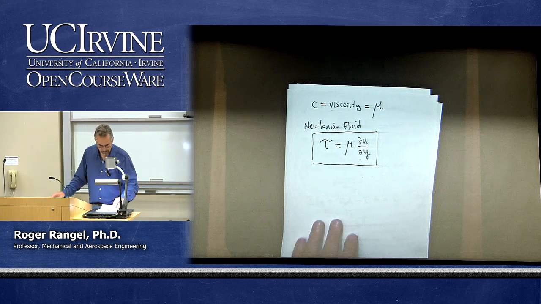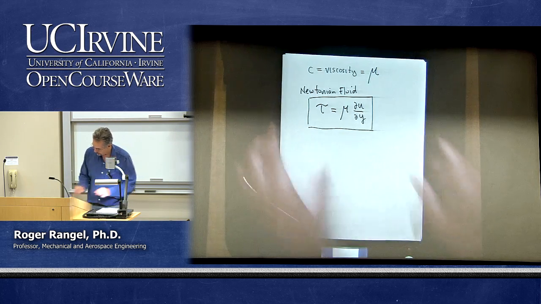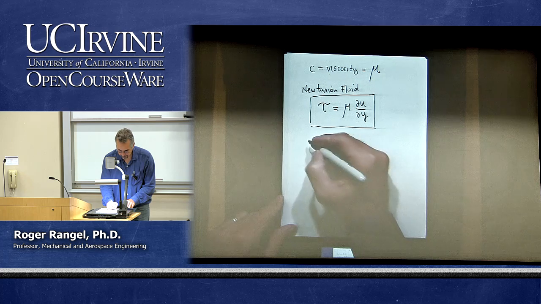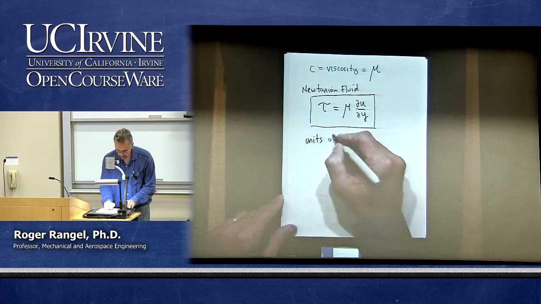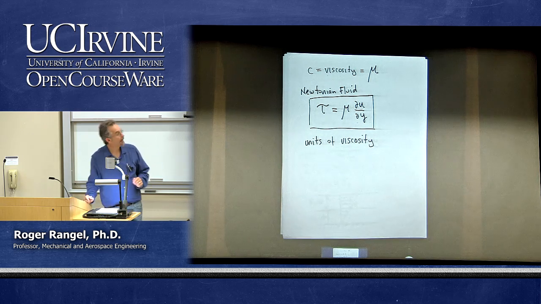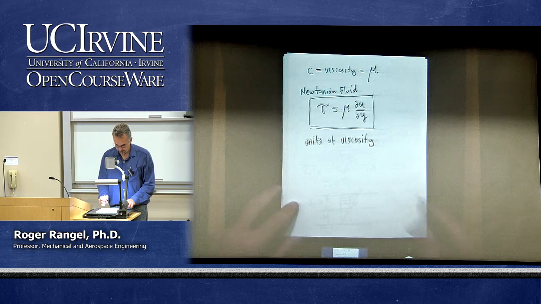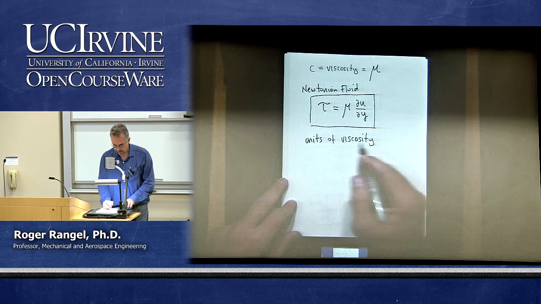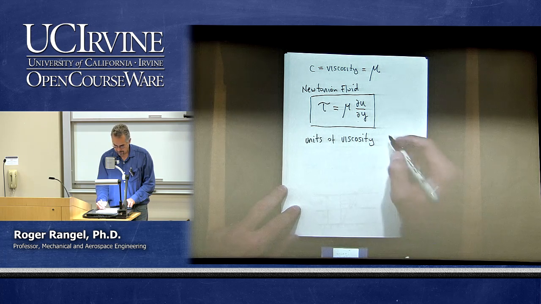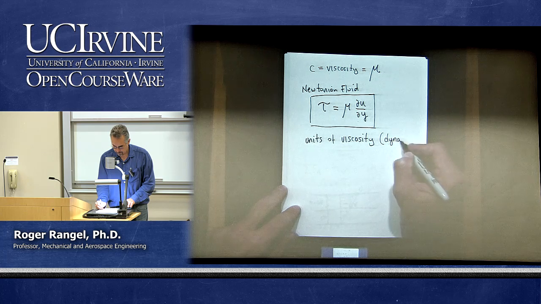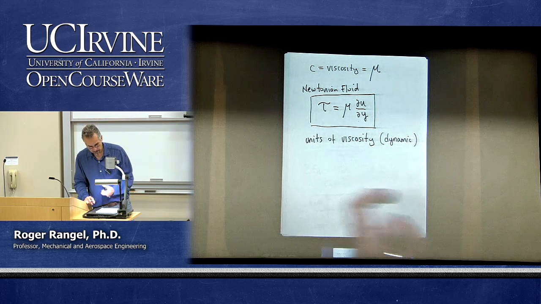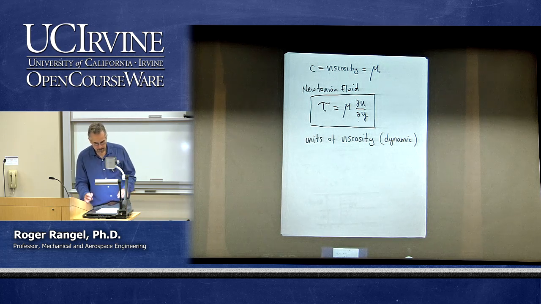Okay, let's talk about units for a second. What are the units of viscosity? We can get them from here. By the way, we will learn about another viscosity in a little bit. To make the distinction between this viscosity and the other one that we're going to learn later, we refer to this as the dynamic viscosity. I'll explain why that is in a moment. But when we talk about dynamic viscosity, we're talking about this mu. So what are the units of it?